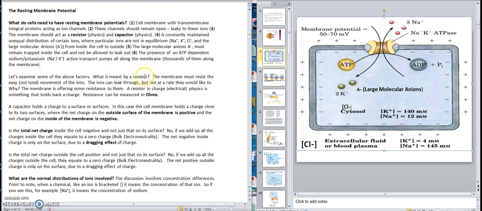What is meant by a resistor? The membrane must resist the movement of the ions. The ions can leak through, but not at a rate as fast as they'd like to. Why? The membrane is offering some resistance to them. A resistor in charge physics is something that holds back a charge. Resistance can be measured in ohms.